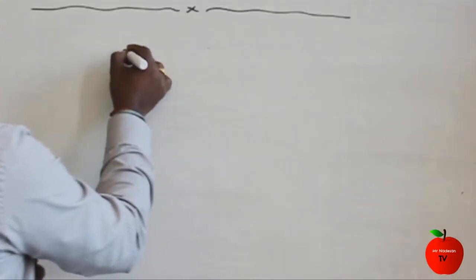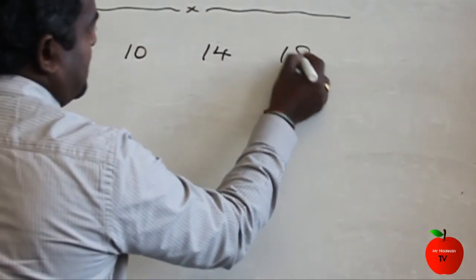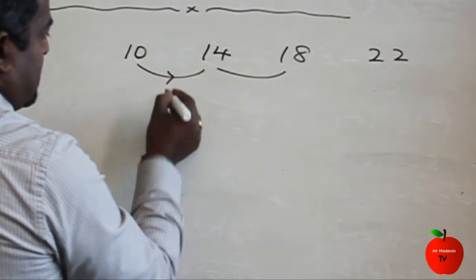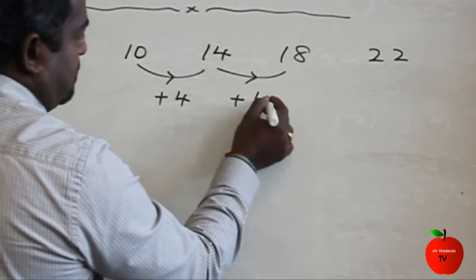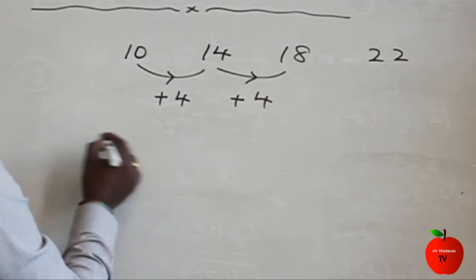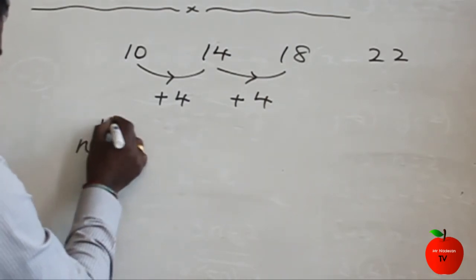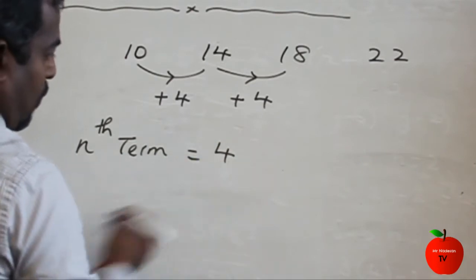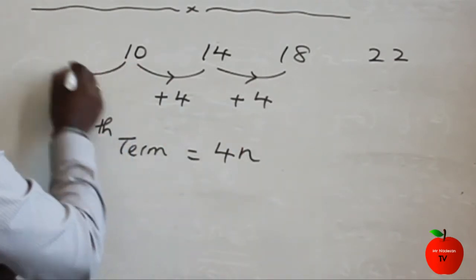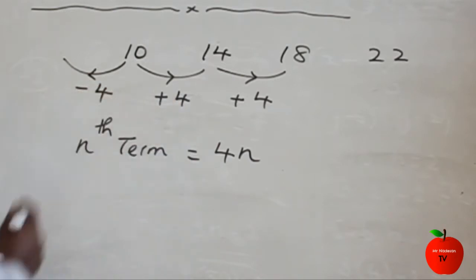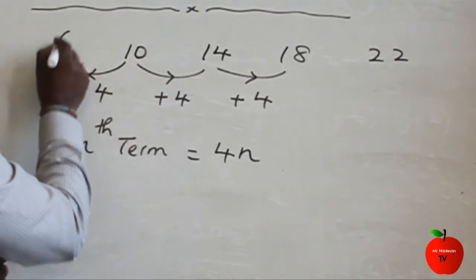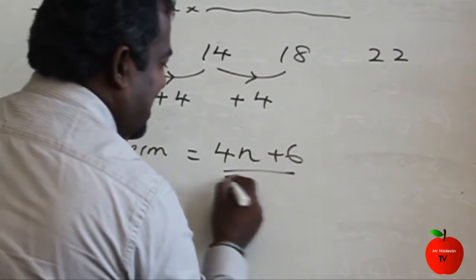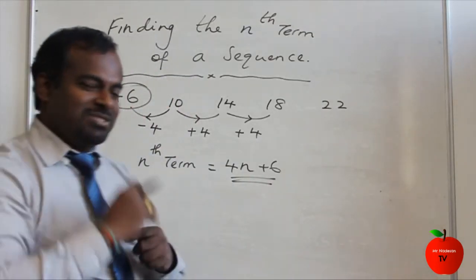Let's say this one. You've got 10, 14, 18, and 22. Get the difference first. You get add 4. And then you get the nth term equal to: difference is 4, so it's 4n. Plus 4 difference, opposite is minus 4. 10 minus 4 is 6. There's no sign, which means plus, so it comes to plus 6. That's your nth term. You can check your answer.